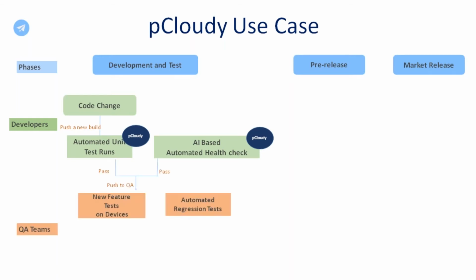The next phase is QA track, which is typically the QA teams. So there are two primary activities in the QA team. One is the manual testing of the new features, which are developed by the developers, and it should be tested on the real devices. And the second part is executing the automated regression tests.